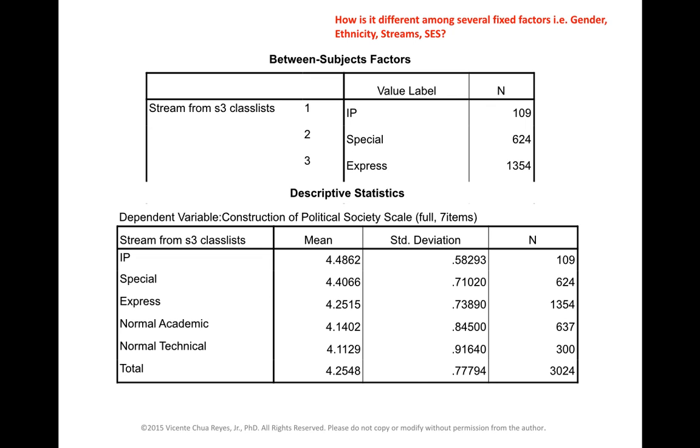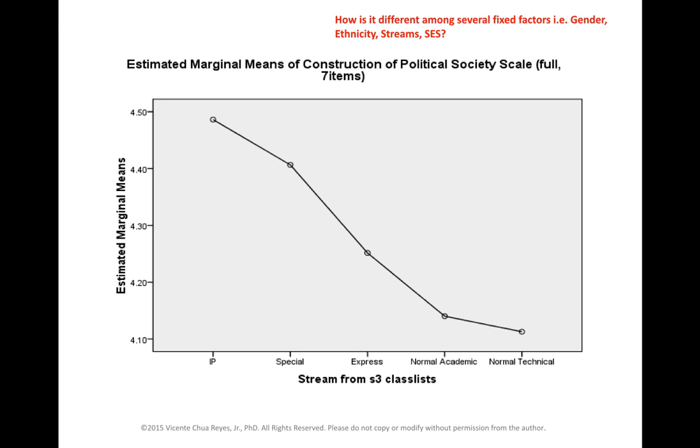So now we're controlling for streams, and if we can see, the mean scores are apparently different. Those in the integrated program, supposedly the smartest, high-performing students score the highest. Those in the special stream score the second highest, followed by express, followed by normal academic, followed by normal technical, right? But again, caution, are these differences real? We need to do statistical tests. We need to do a simple test, right?